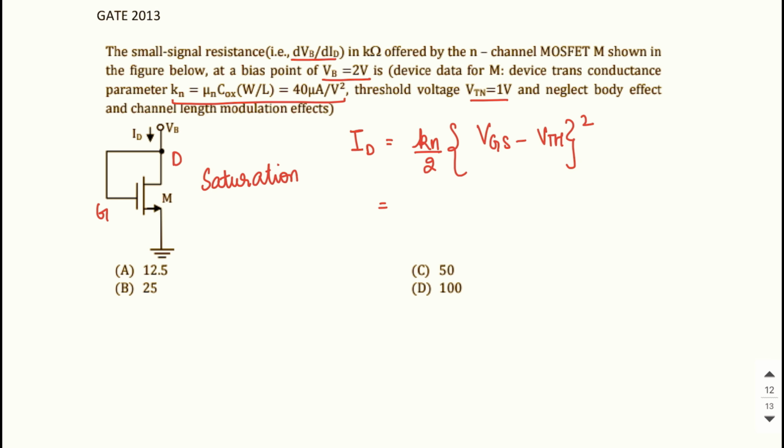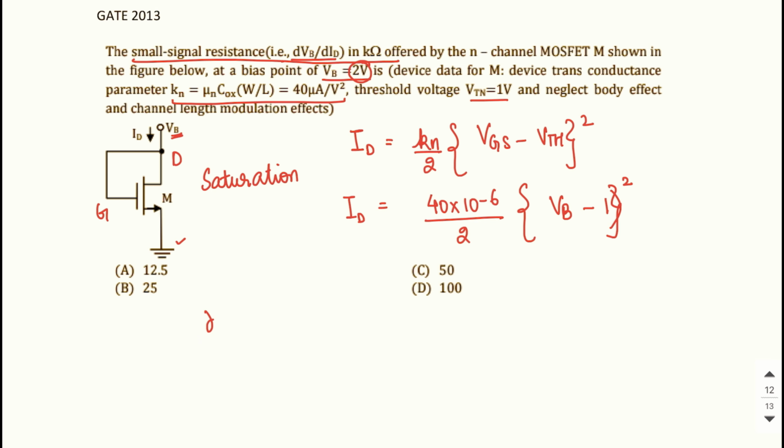Now for the configuration given to you, Kn value is 40 microampere and the value of VGS is actually equal to VB, because the source is at zero potential and the gate is connected to drain which is at VB. So this is VB minus VTH, which is given as 1 volt. So yes, this is the equation that we have. Now we need to find out the small signal resistance, that is dVB upon dID in kilo ohms for VB equal to 2 volt.